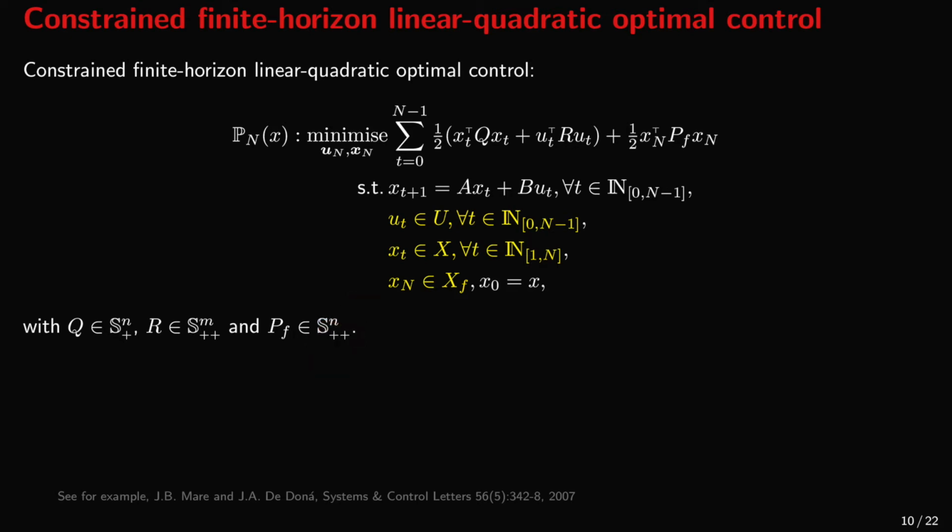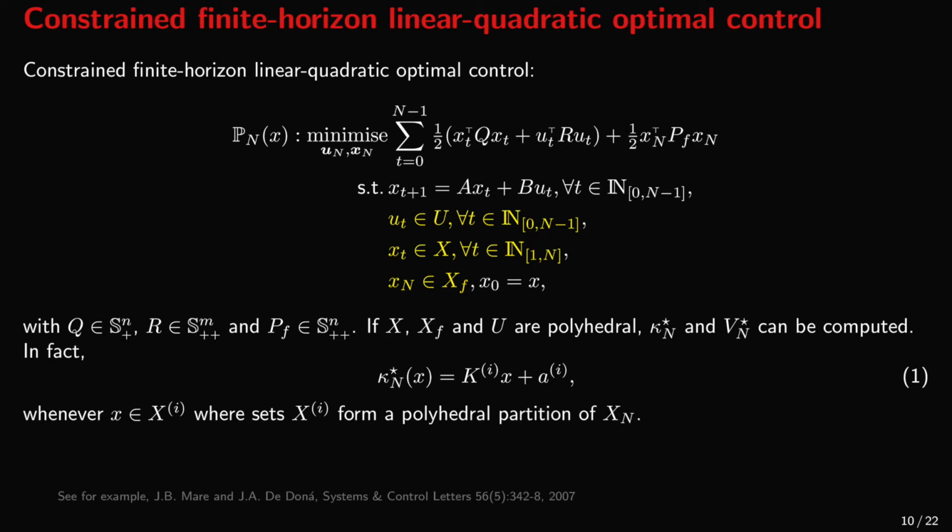explicit solution. A notable exception is the case where X, Xf, and U are polyhedral. In that special case, we can compute kappa n star and Vn star explicitly, and kappa n star is piecewise affine over a polyhedral partition of the set of feasible states. However, in most cases, an explicit solution is not available, and we need to resort to some numerical method and appropriate software to solve such constrained optimal control problems.